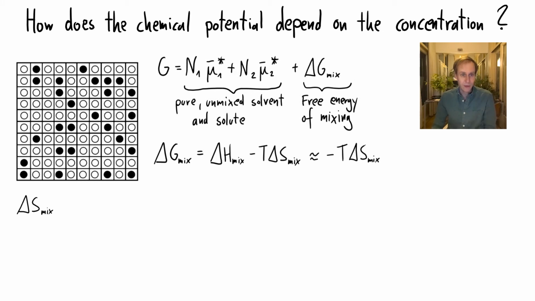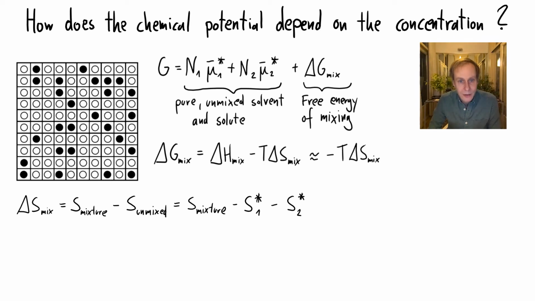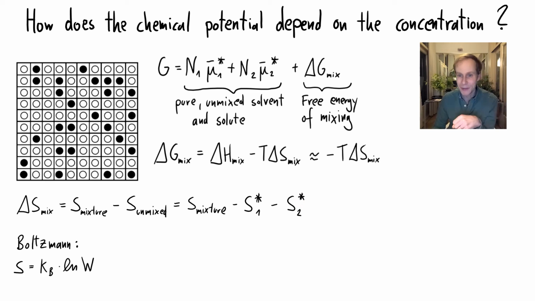The entropy of mixing can be calculated just by the difference of the entropies at the mixed state, which is the later state, minus the unmixed state. Okay? So the mixture entropy is what we will now obtain an expression for, but the unmixed states are simply the corresponding entropies of the two pure components, the solvent and the solute at their pure state, indicated by a star. So we know an expression for the entropy already from Ludwig Boltzmann.